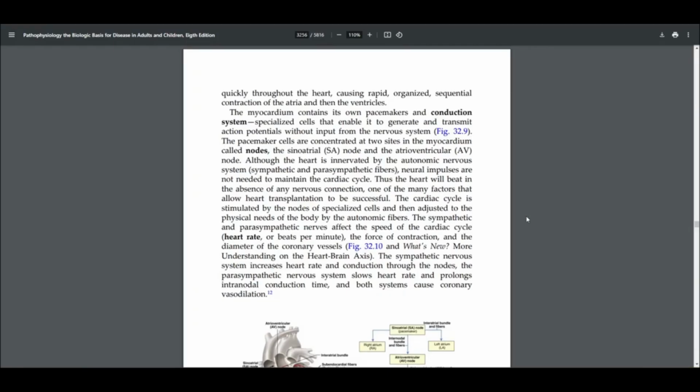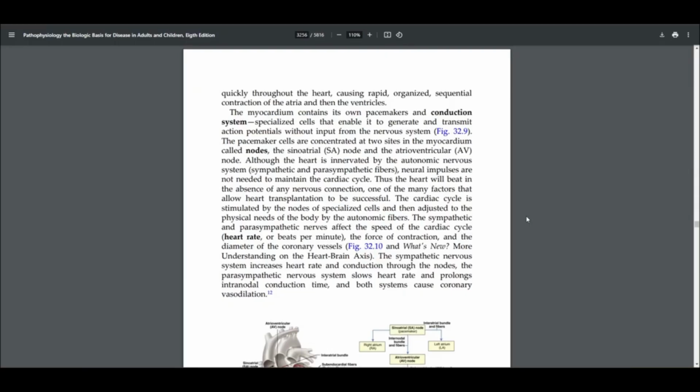The pacemaker cells are concentrated at two sites in the myocardium called nodes: the sinoatrial, or SA node, and the atrioventricular, AV node. Although the heart is innervated by the autonomic nervous system, or sympathetic and parasympathetic fibers, neural impulses are not needed to maintain the cardiac cycle.